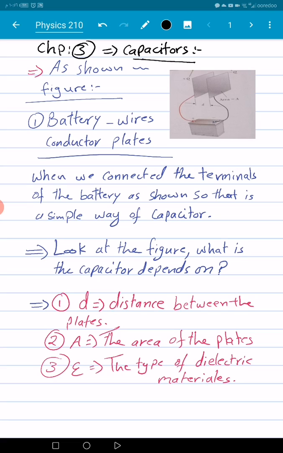It's conducting plates. Sometimes it's plates, sometimes it's sheets, connected with a source such as a battery or any source with a potential difference to give power. With important things that we can see here: there is a distance between the two plates, the plates from conducting materials.